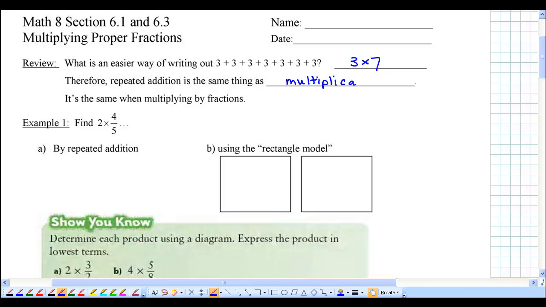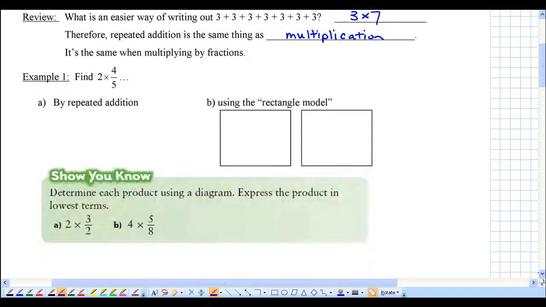Well, just like how it's like this with numbers, with fractions, it's the same thing. So let's not freak out, but let's do example number 1 together right now. What's 2 times 4/5? Well, by repeated addition, how many 4/5 am I putting together? How many? 2 of them. Right, so please write this down. This is the same thing as 4/5 plus 4/5.